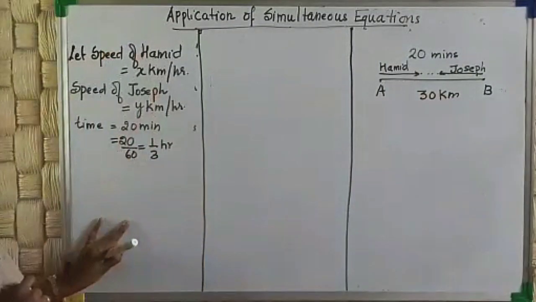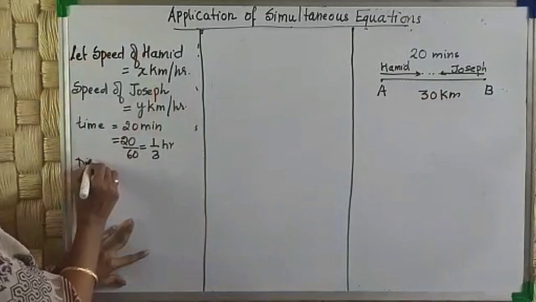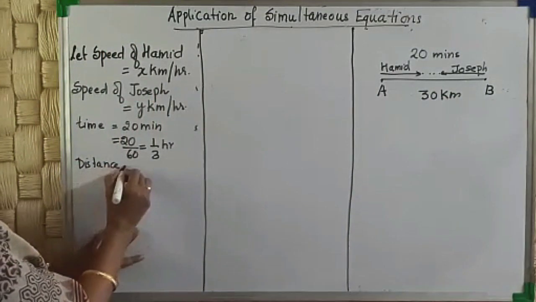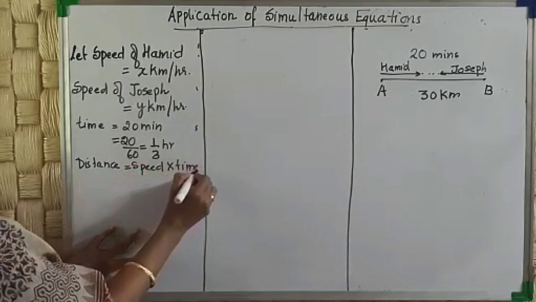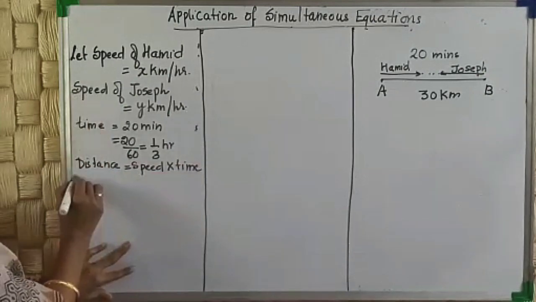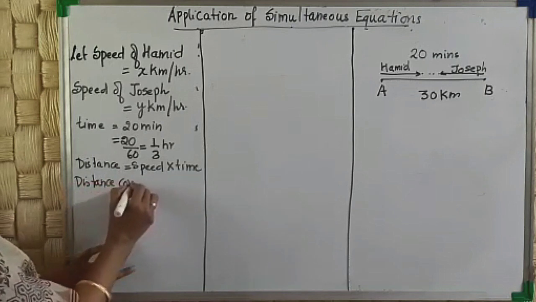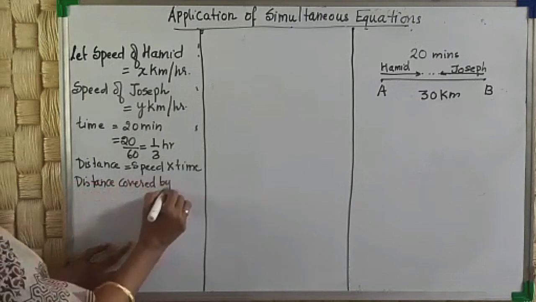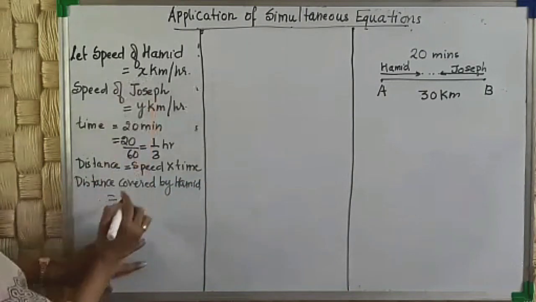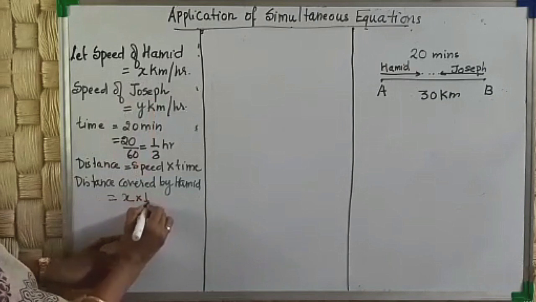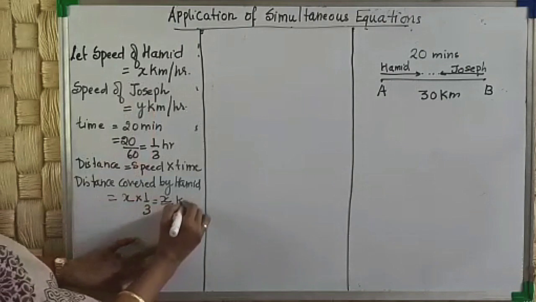To find out the distance covered by Hamid, we have to use the formula distance is equal to speed into time. So distance covered by Hamid will be equal to speed x into 1 upon 3. It's nothing but x upon 3 kilometers.